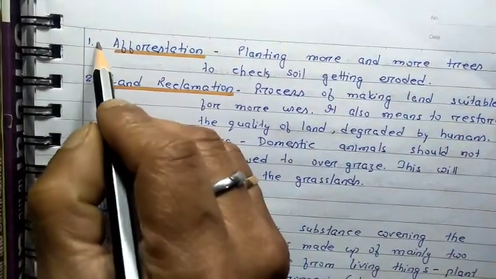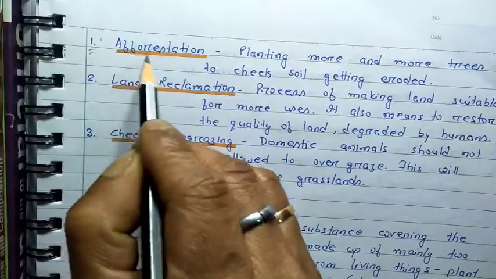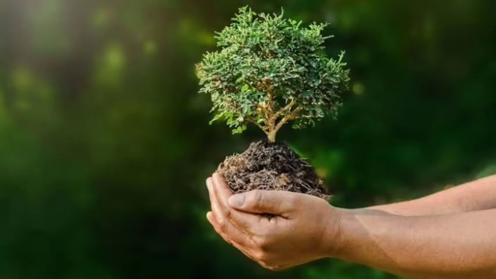The first method that I have written here is afforestation. The meaning of afforestation is planting more and more trees to check soil from getting eroded. About soil erosion, you already learned in class 7. Soil erosion means carrying away the soil from one place to another place. You know that trees are very important. If we plant the trees, as you can see in the picture, the roots of the trees will hold the soil tightly, and the soil will not get washed away easily. So if we plant more and more trees, we can easily conserve the soil.